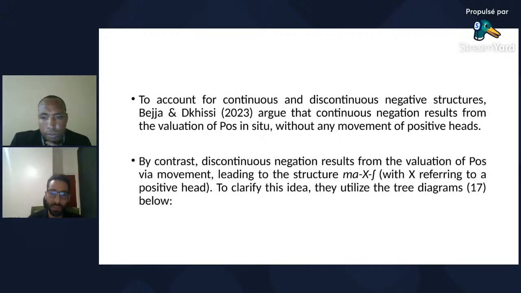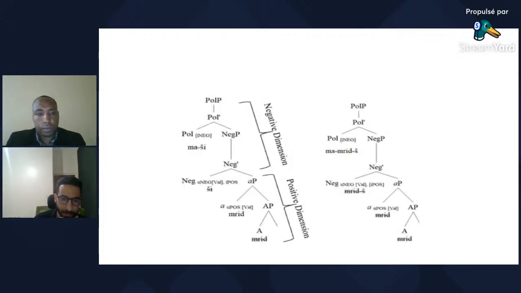To account for continuous and discontinuous negative structures, they argue that continuous negation results from the valuation of pos in situ, in its place, without any movement of positive heads. By contrast, discontinuous negation results from the valuation of pos via movement, leading to the structure ma, plus any variable, it can be a verb or an adjective, plus sh, where x refers to the positive head. To clarify this idea, they illustrate the tree diagram here.